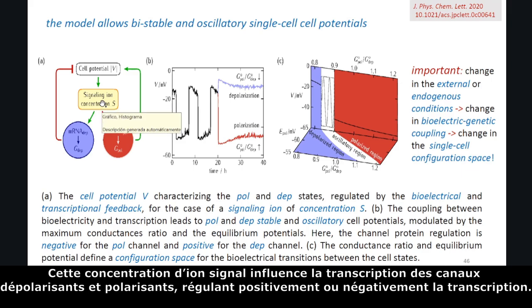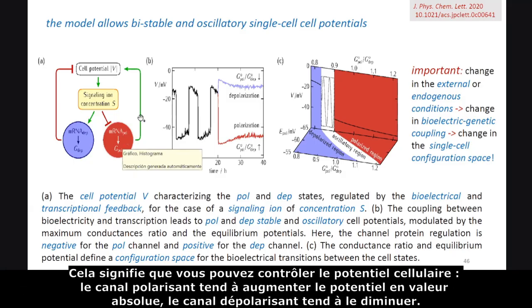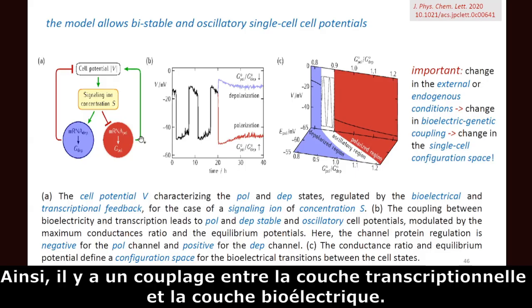And this signaling ion concentration influences the transcription of the depolarizing channel, and influences, in this case positively, upregulating, in this case negatively, downregulating the transcription of the polarizing channel. That means that you can control the cell potential, because the polarizing channel tends to increase cell potential in absolute value, and the depolarizing channel tends to decrease cell potential in absolute value, and you have then decoupled the transcriptional layer and the bioelectrical layer.